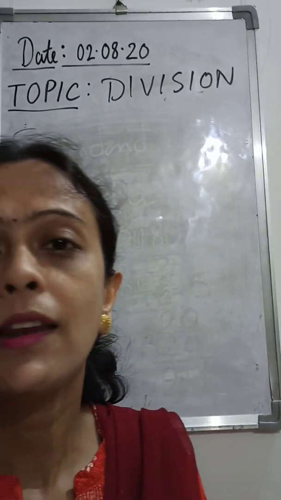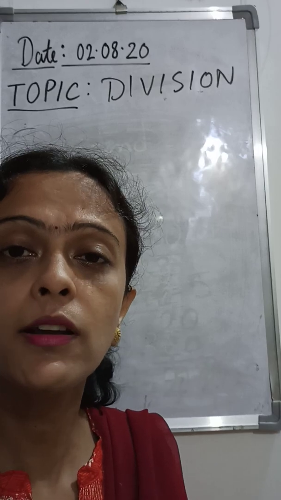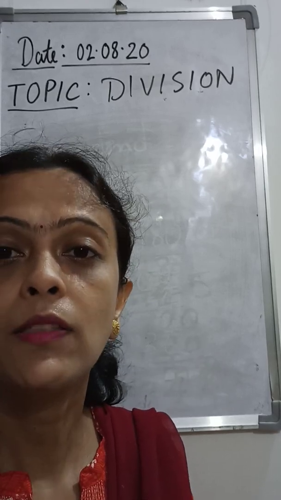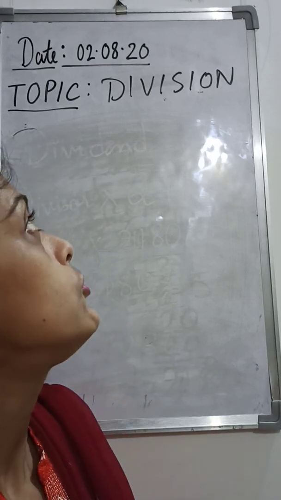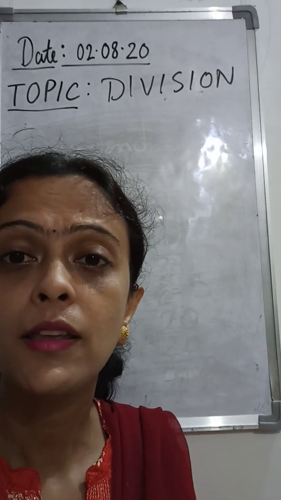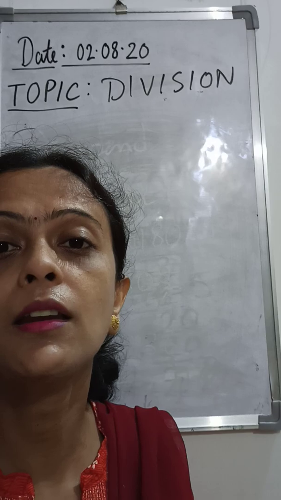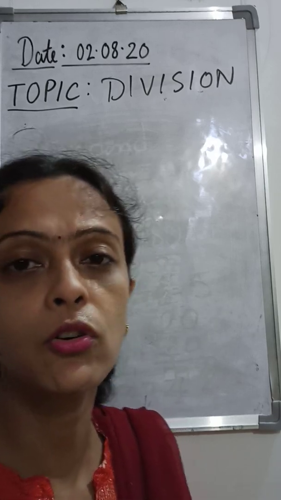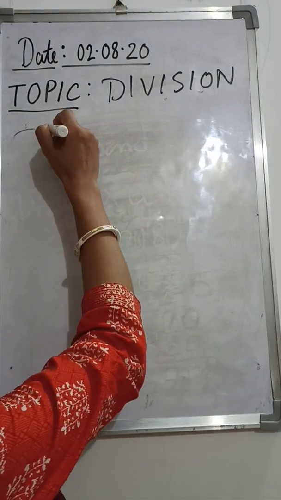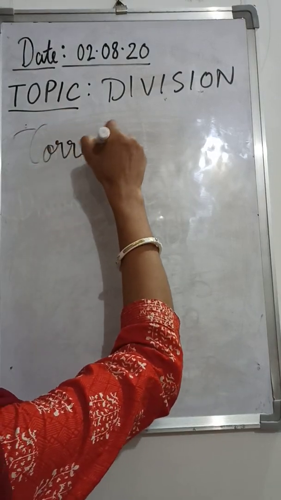So you got the idea of division, and you have also learned how we divide a 5-digit number with a single digit number. Now we are going to learn there is a method to check the correctness of your division. So how are you going to know that your division is correct or not? There is a way to check the correctness of your division.